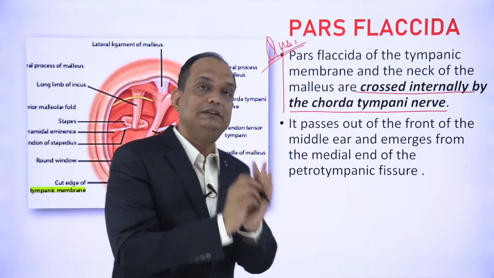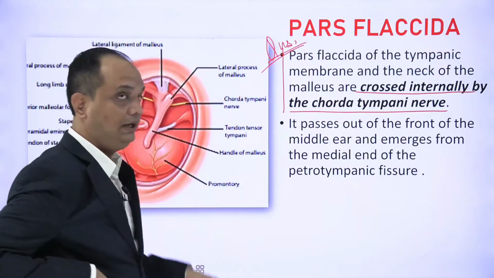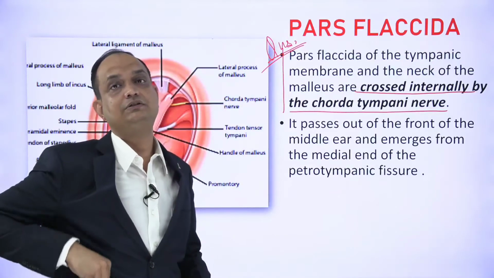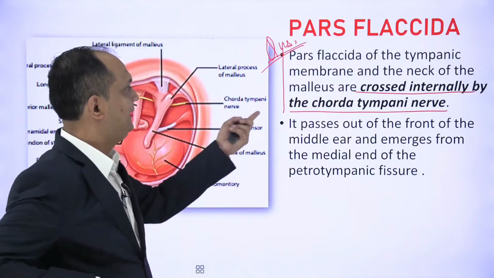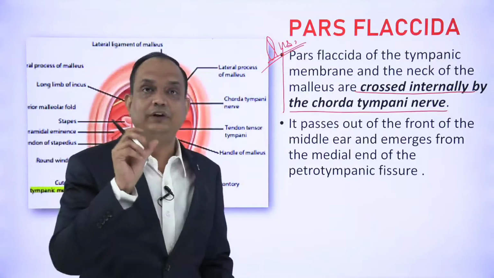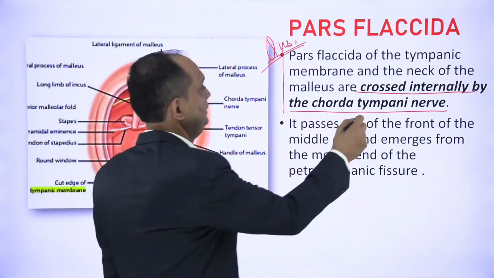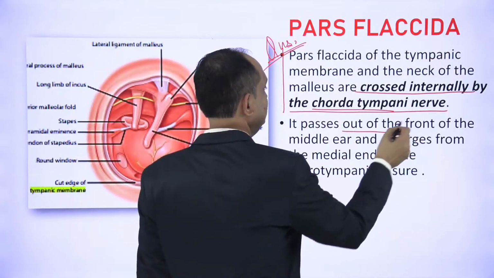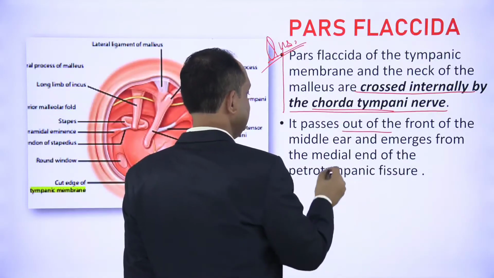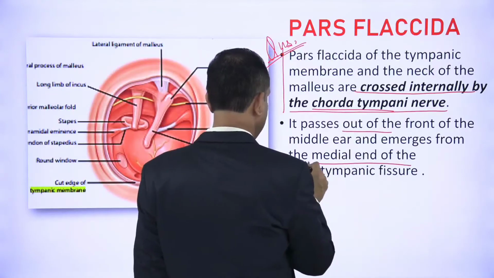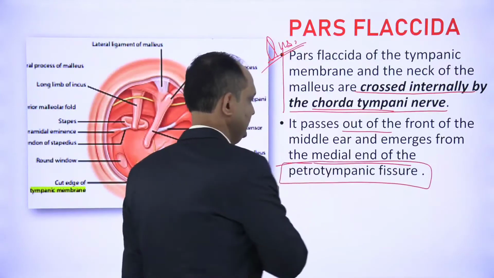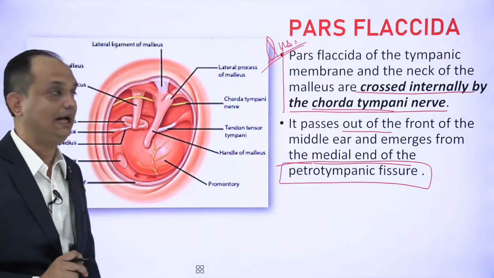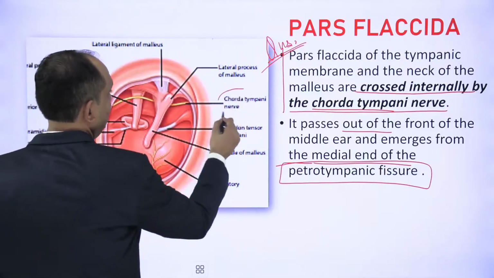Clear? Then in the tympanic membrane, more specifically, which part? The answer is pars flaccida. So, the pars flaccida of the tympanic membrane is crossed internally by the chorda tympani nerve. It passes out from the front of the middle ear and emerges from the medial end of the petrotympanic fissure. Clear? So, now in this diagram you can appreciate that this is your chorda tympani nerve.